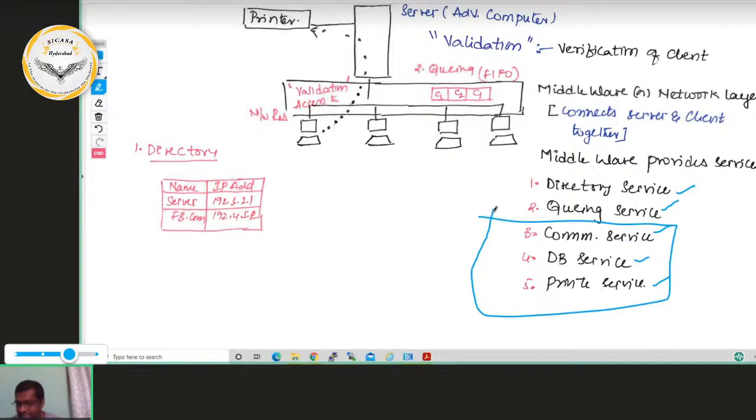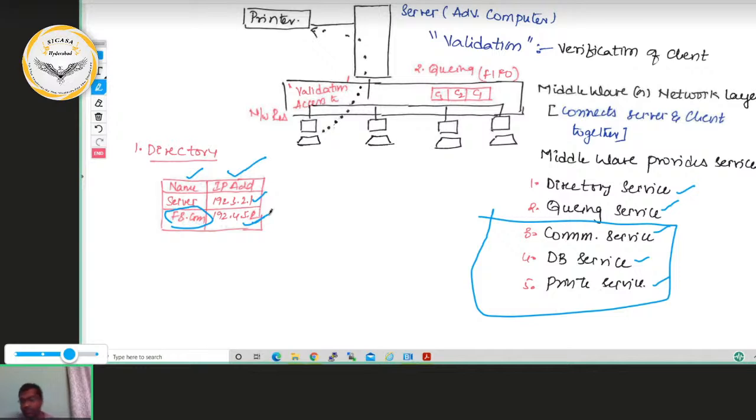Now we need to understand what directory and queuing service are. So what do you mean by directory service? If you see a directory, we have a name, basically called a domain name, and we have its corresponding IP address, because for a client to be connected to the server, they have to use an IP address, like 192.3.2.1. This is nothing but an IP address. Now, being a user, can I remember the numbers? It is not possible. That is the reason we require a directory service. In the directory service, we have a domain name like fb.com, and its corresponding IP address.